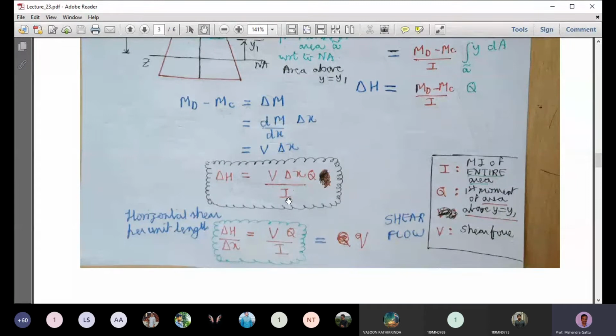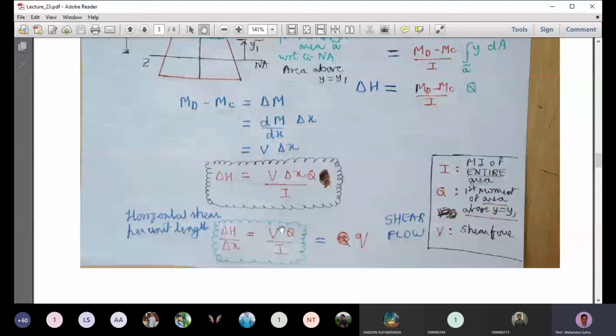So what we can do is, here the horizontal shear force is dependent on the length of the segment. So we can make it independent of the length of the segment by defining a quantity like this: horizontal shear per unit length. If we define horizontal shear per unit length, it means we divide delta h by delta x. So we get delta h by delta x is equal to VQ by I.